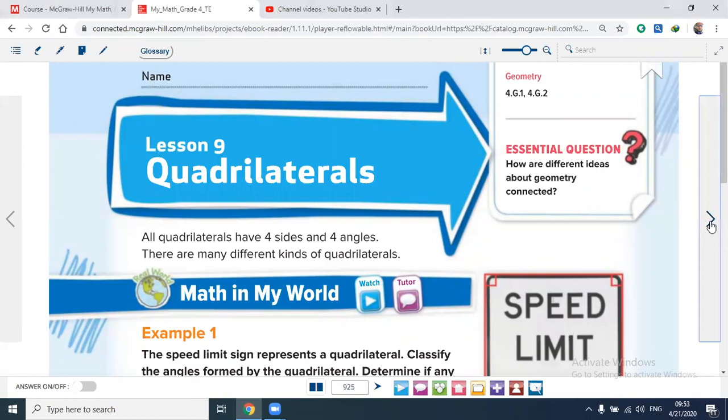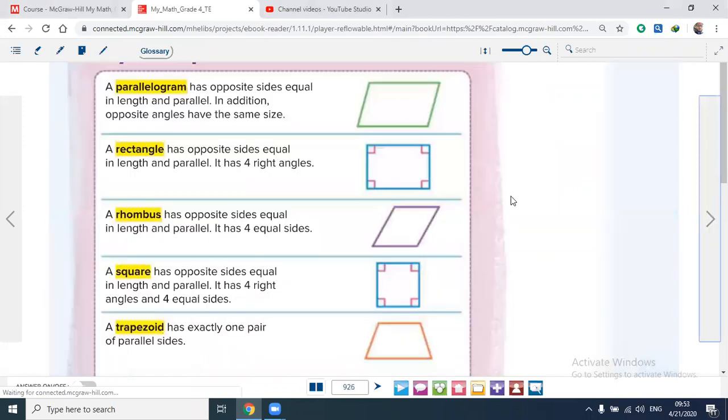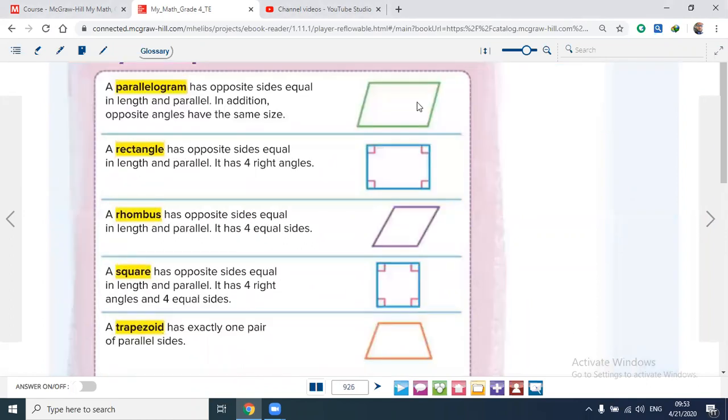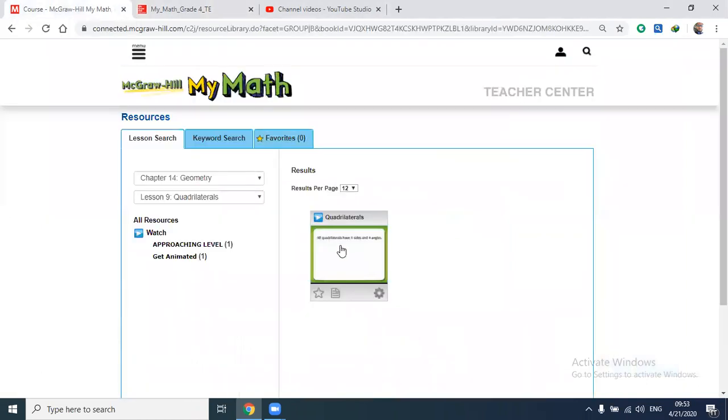As you see, the kinds of quadrilaterals, next page 926, there are 1, 2, 3, 4, 5 kinds of quadrilaterals. Okay, and let me show you this video.